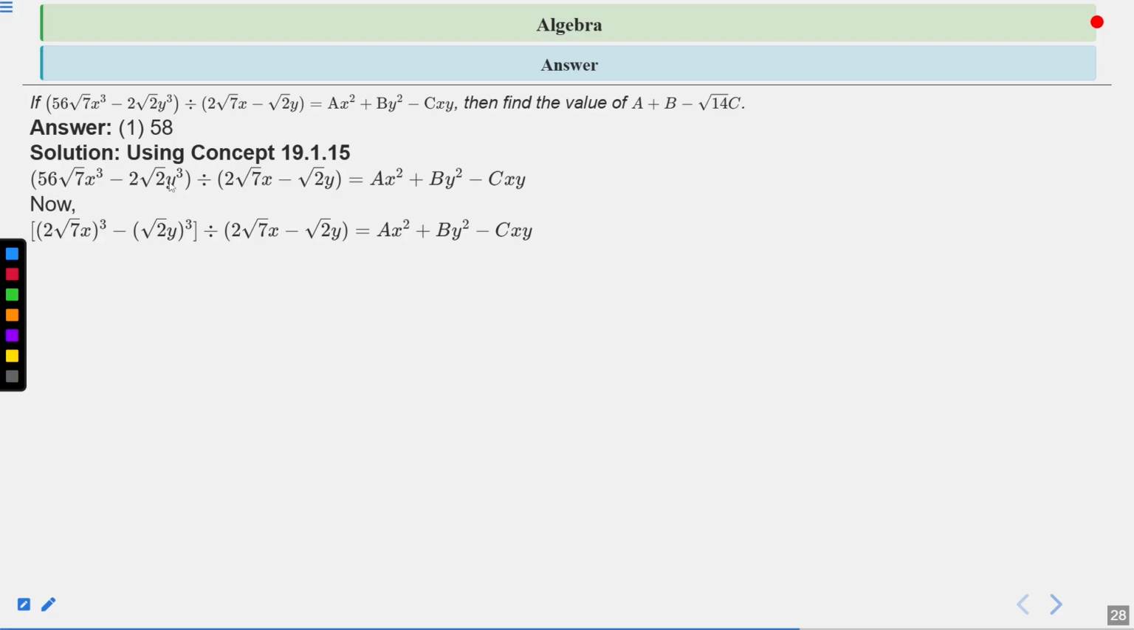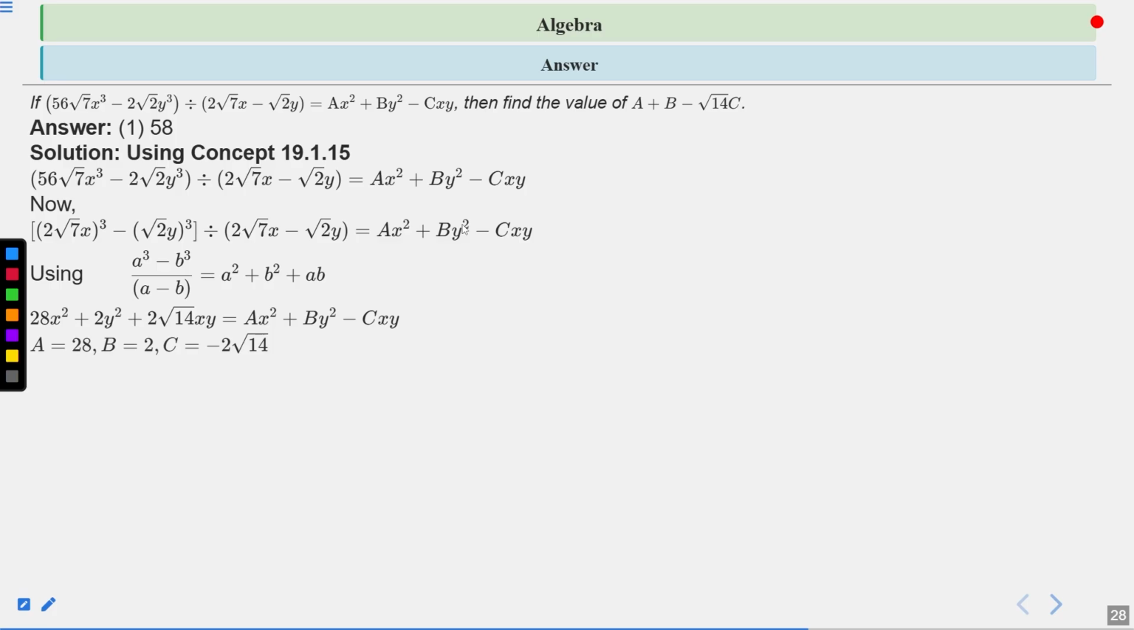Now minus, we can write 2√2 y³ in the form of (√2 y) whole cube. So dividing by (2√7 x − √2 y), which is equal to ax² + by² − cxy. Now using the formula of a³ − b³ upon a − b, which is equal to a² + b² + ab. By this formula we can write 28x² + 2y² + 2√14 xy, which is equal to ax² + by² − cxy.